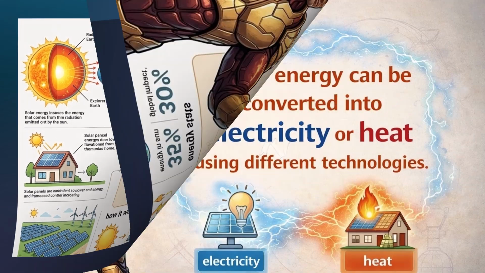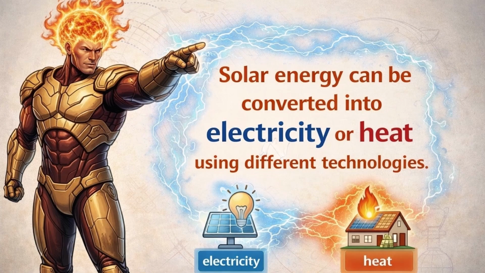So the sun gives us light and heat, but how exactly do we turn that into useful electricity or warmth for our homes? Great question. Solar energy can be converted in two main ways. First, it can be converted into electricity using photovoltaic technology, that is the solar panels you see on rooftops. Second, it can be used directly as heat, using solar thermal collectors that warm water or air for homes and buildings. Different technologies are used for each purpose, and we will explore all of them in this lesson.